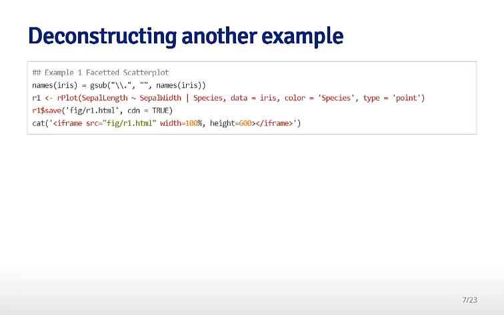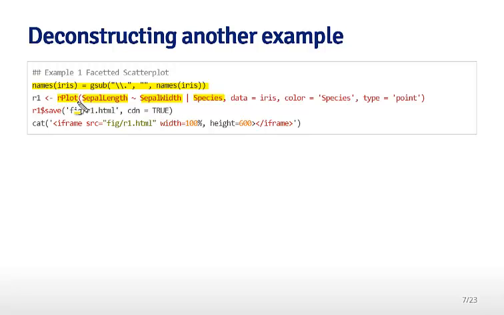So let's just deconstruct another example. For the time being, forget about that command and that we've reformatted the data in the form that we want, and we still want to have an outcome, sepal length, plotted as a function of sepal width and conditioning on species. Okay, so that seems like pretty reasonable notation for that kind of plot.